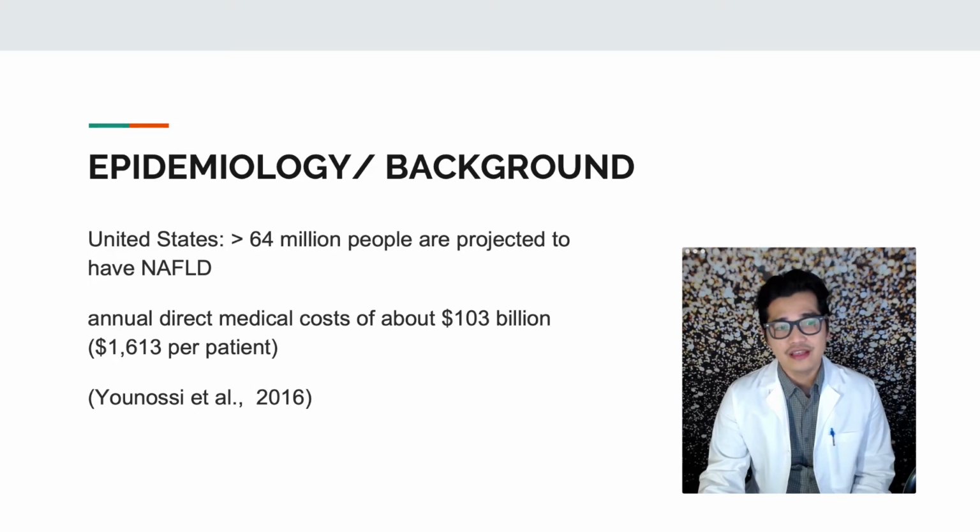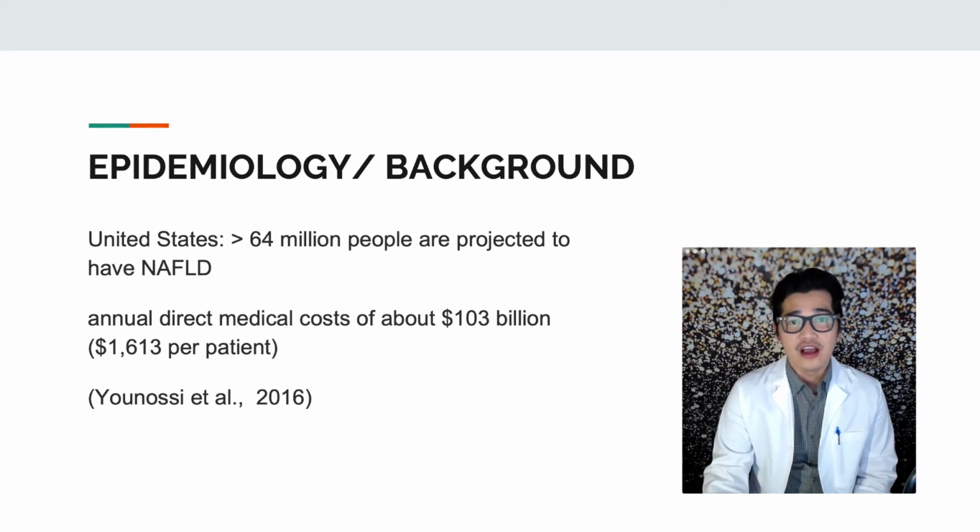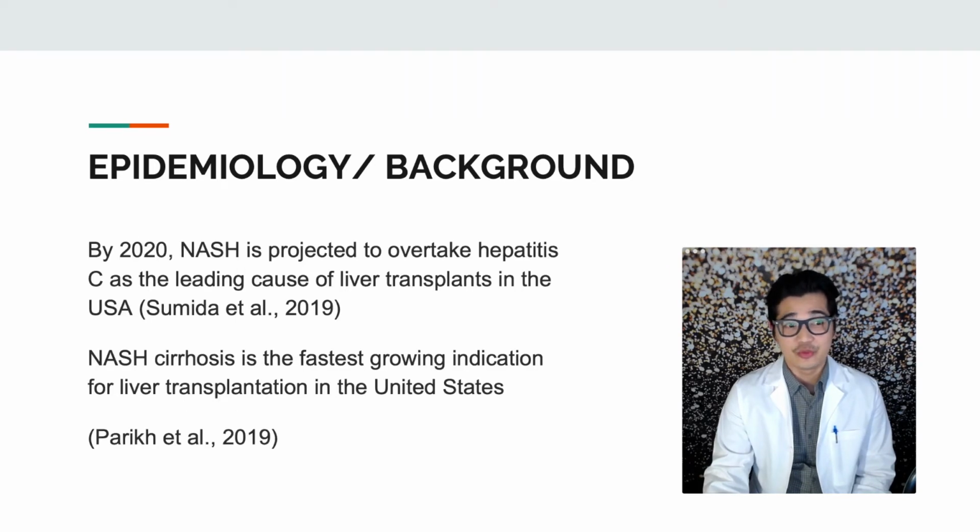In the US, more than 64 million people are projected to have NAFLD. The annual direct cost of this disease is about $103 billion, or $1,613 per patient. By 2020, NASH is projected to overtake Hep C as the leading cause of liver transplants in the US. NASH cirrhosis is the fastest growing indication for liver transplantation in this country.